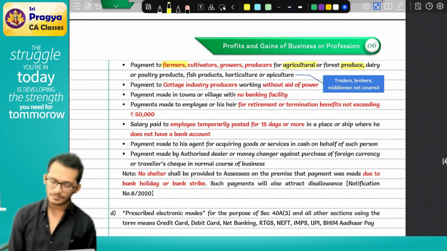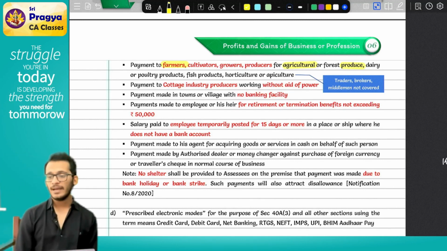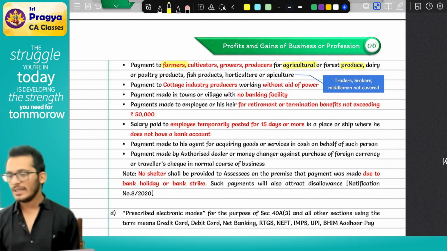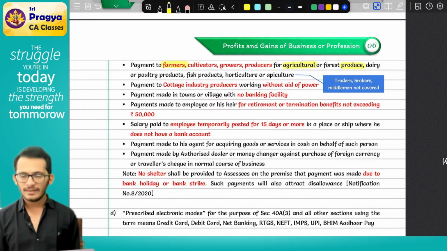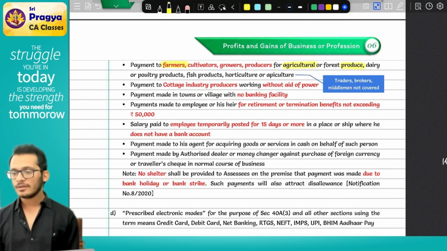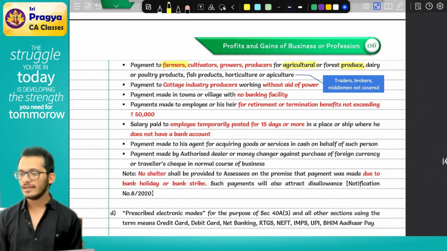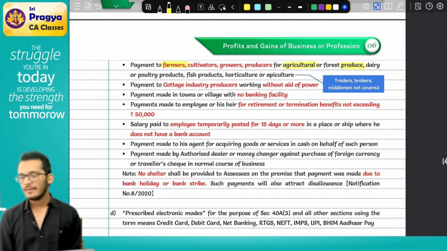Yes. Next, if you read the next line, what has basically happened is, back in 2019, before that period, we used to have one more exception. The exception used to say that if you make a payment on a day when it's a bank holiday, or the day when there is a bank strike, in that case you can make a payment in cash also.